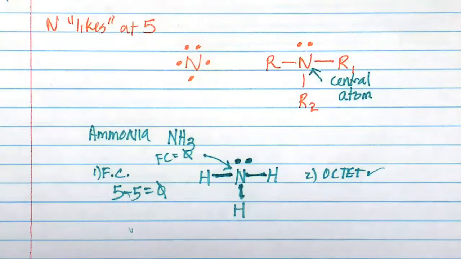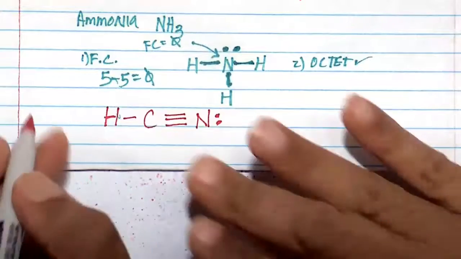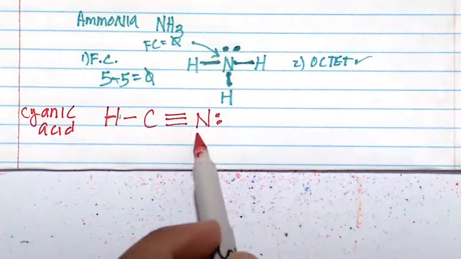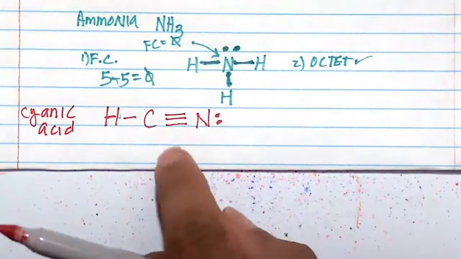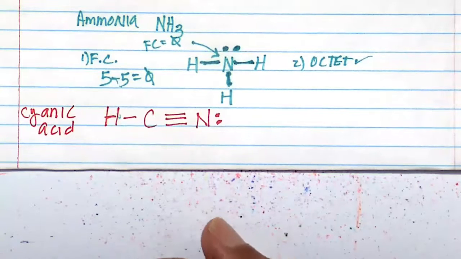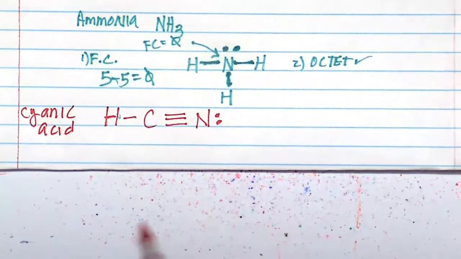Let's look at cyanic acid, which is HCN. So here's an example of cyanic acid. So cyanic acid is an example where nitrogen is not the central atom. The central atom is carbon. But let's take a look at our formal charge and octet rule considerations for this one.